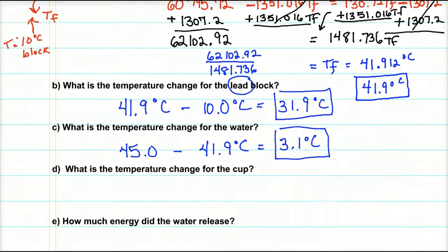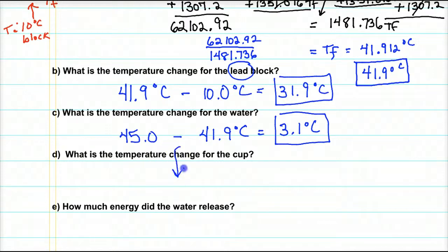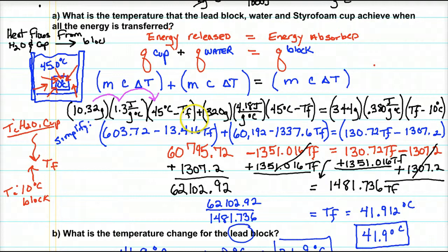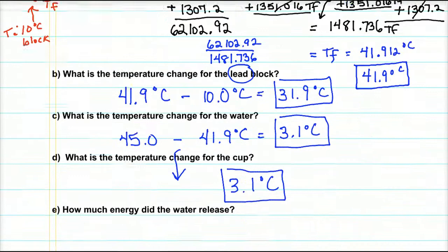Okay, last part, what's the temperature change for the cup? That would be the same as the water, so 3.1. We can make that assumption because the cup is sitting in the water for a long time. Okay, how much energy did the water release? Well, looking specifically at the water values, we'll rewrite them. 320 is the grams of water.